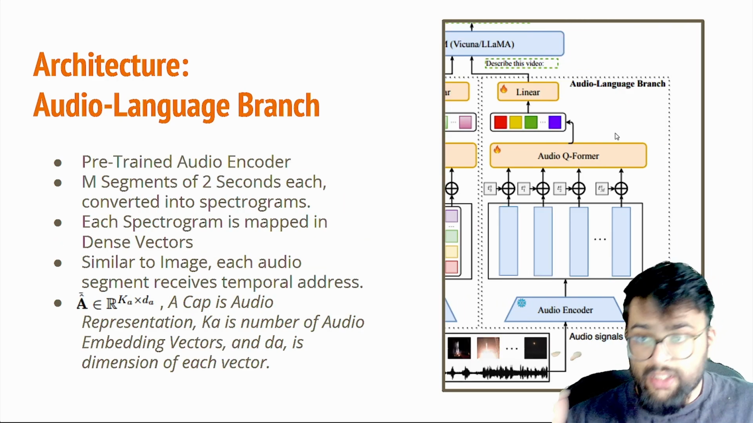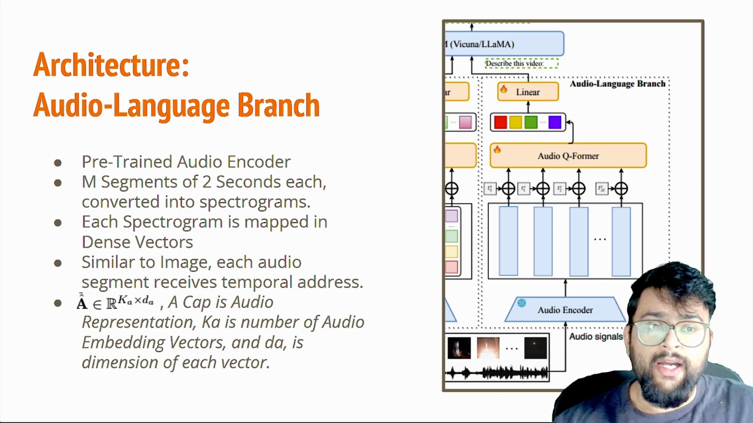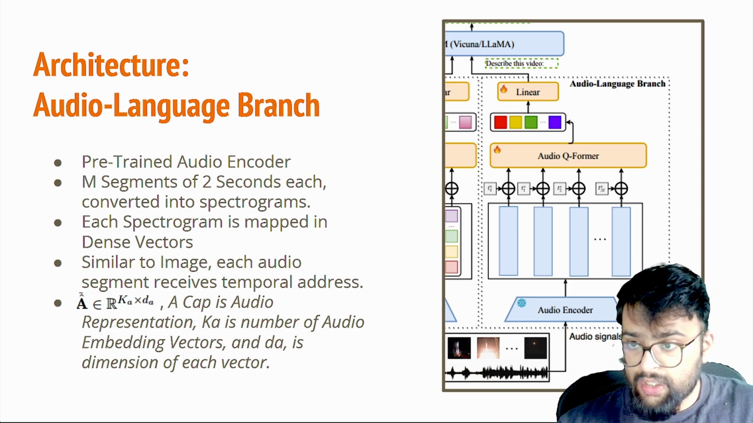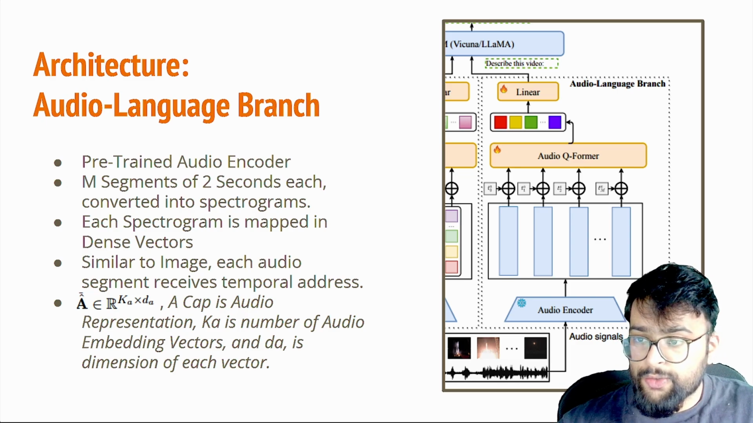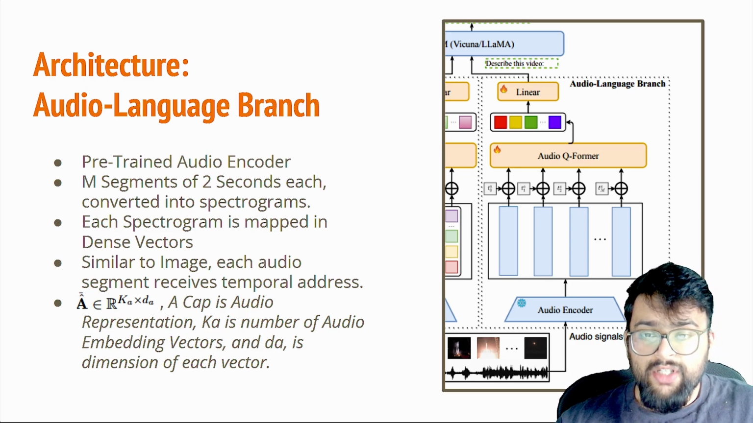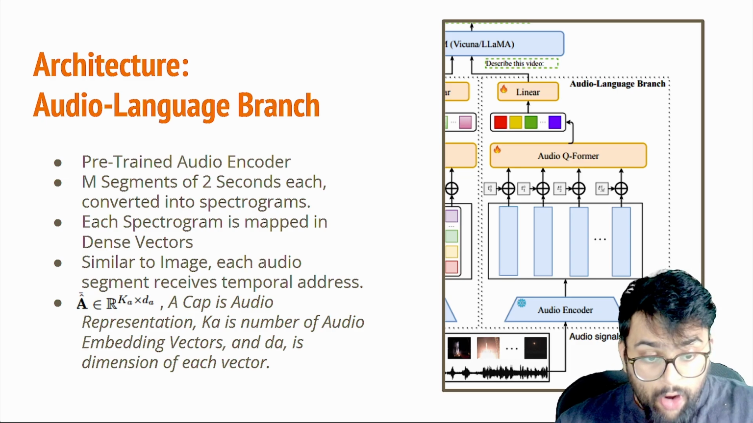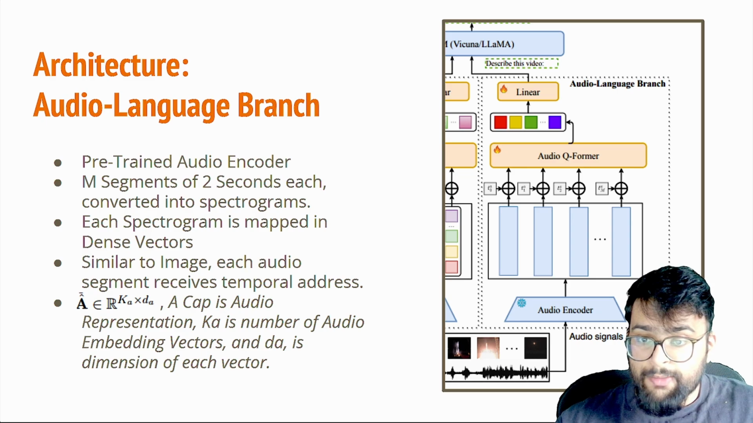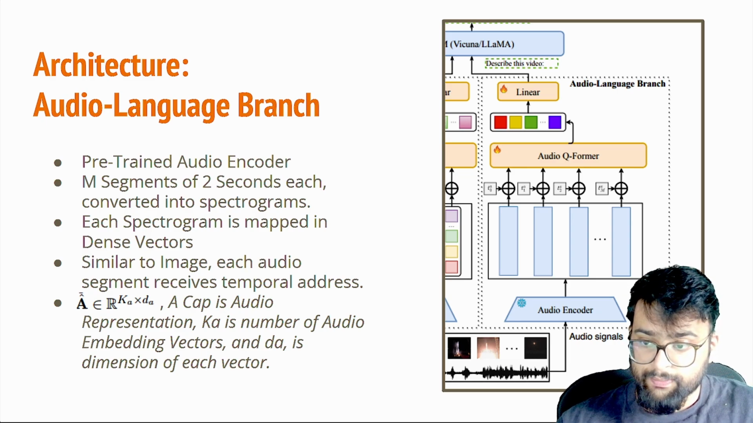Now, the architecture is working hand in hand with the audio language branch as well. The audio language branch, quite similar to the video language branch, is a pre-trained audio encoder which is being fed M segments of 2 seconds each, which have been converted into spectrograms. Each spectrogram represents the audio of every 2 seconds. Each spectrogram is mapped into dense vectors by the audio encoder.